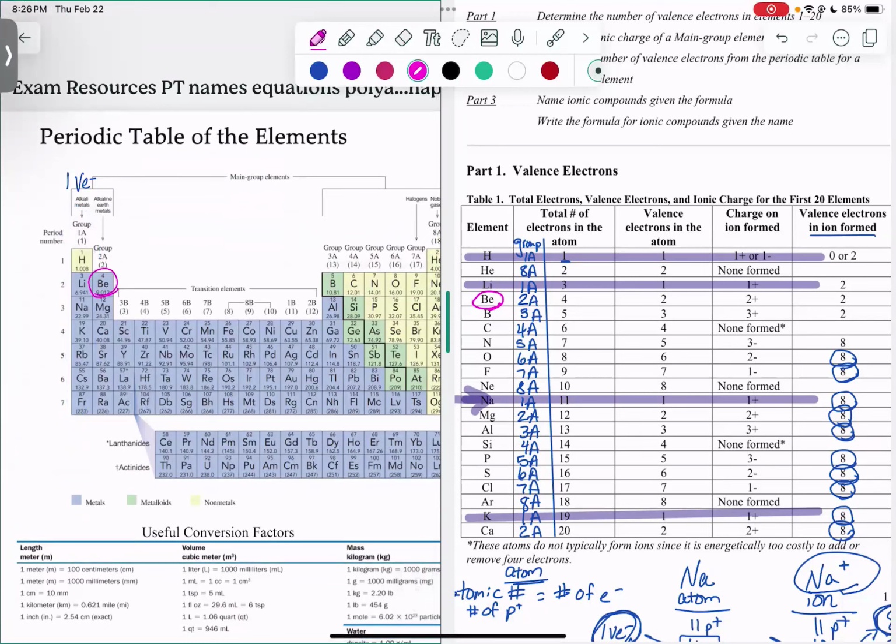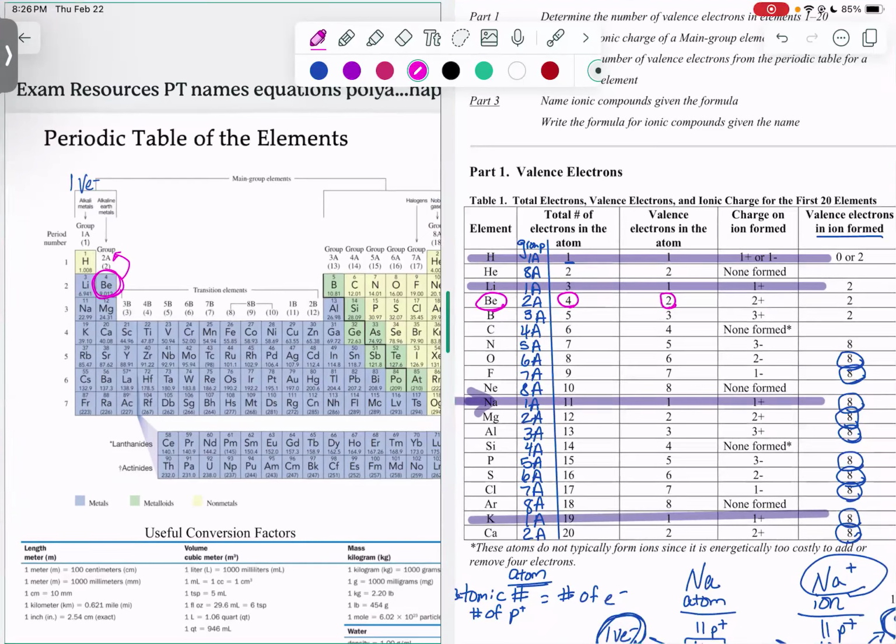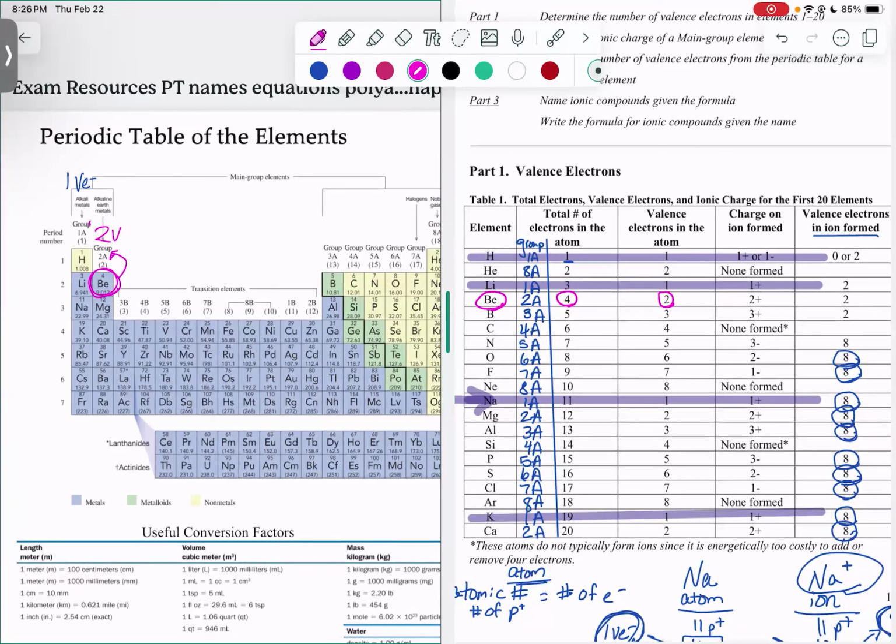So here's beryllium. Beryllium is in what group? It's in group 2A. How many total electrons does it have? Well, it has an atomic number 4, so it has 4 total electrons. And how many of those electrons are valence? Well, it's in group 2, so it should have 2 valence electrons, right? Okay. What charge is the ion going to make?